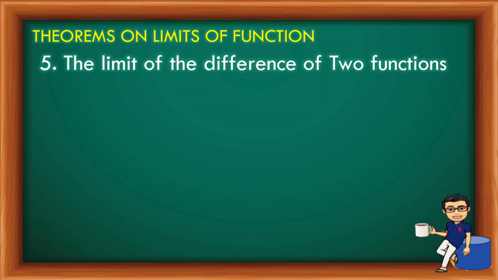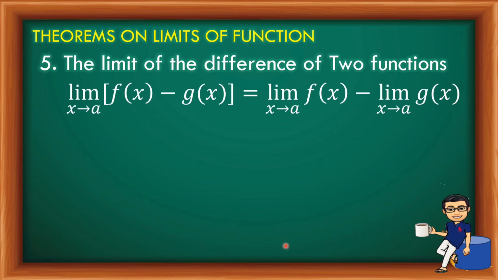The limit of the difference of two functions. Mathematically speaking, when we talk of difference, it means to say that we will be working with subtraction. So let us have the symbol. It's the same as addition, only differing in the symbol that we will be using. Okay, the limit of two functions f of x minus g of x as x approaches a is equal to the individual limit of the first function, which is f of x as x approaches a, minus the limit of g of x as x approaches a also.